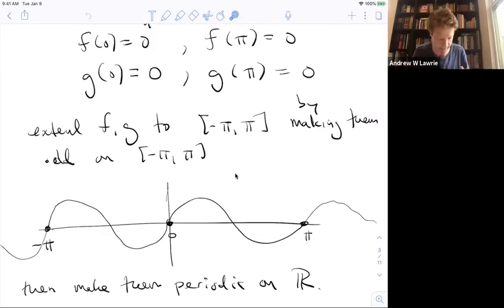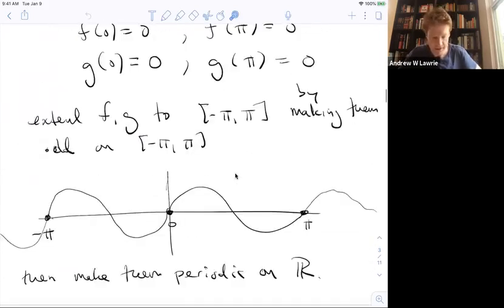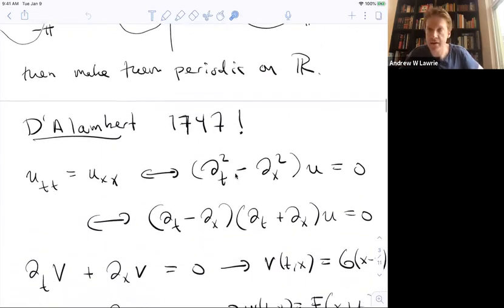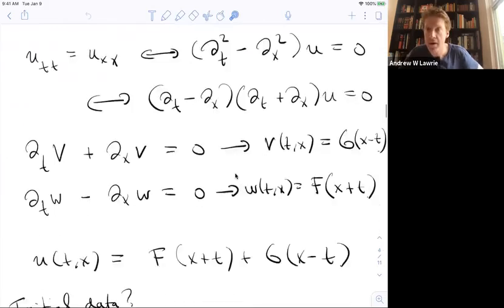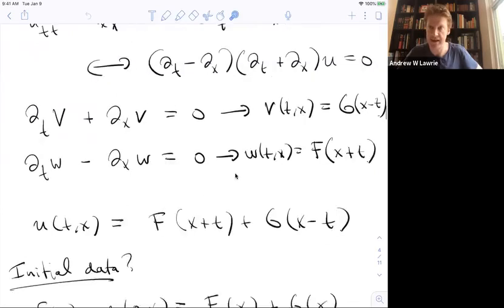By making it odd, I made it a function on the interval minus pi to pi, and then I said, okay, now let's just extend it to a function on the whole real line. So I actually did something a little bit more general in writing down this formula. As you've noted, I didn't need those boundary conditions to solve the equation, but the solution that I wrote down still works for solutions that satisfy those boundary conditions.